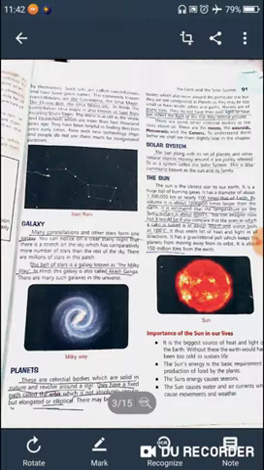Let's see about the Sun. The Sun is the closest star to our Earth, and its diameter is about 13 lakh kilometers, about 100 times that of the Earth. The volume of the Sun is about 100,000 times that of our Earth. The temperature of the Sun is about 6,000 degrees Celsius. The distance between the Sun and the Earth is about 150 million kilometers. And one more fact I forgot to tell you about the Sun: it has already crossed its half age, and it will be destroyed after 500 million years.